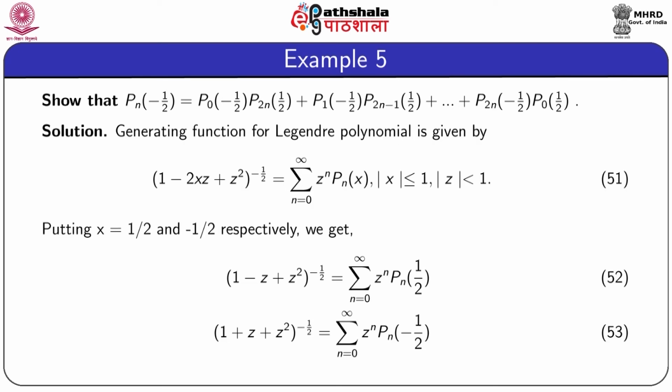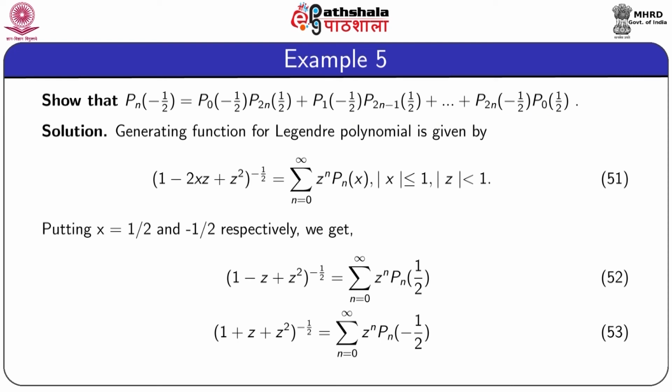Example 5 is a bit different from what we have done in the previous examples. Here we have to show P_n(-1/2) is equal to P_0(-1/2) P_{2n}(1/2) + P_1(-1/2) P_{2n-1}(1/2) + ... + P_{2n}(-1/2) P_0(1/2).